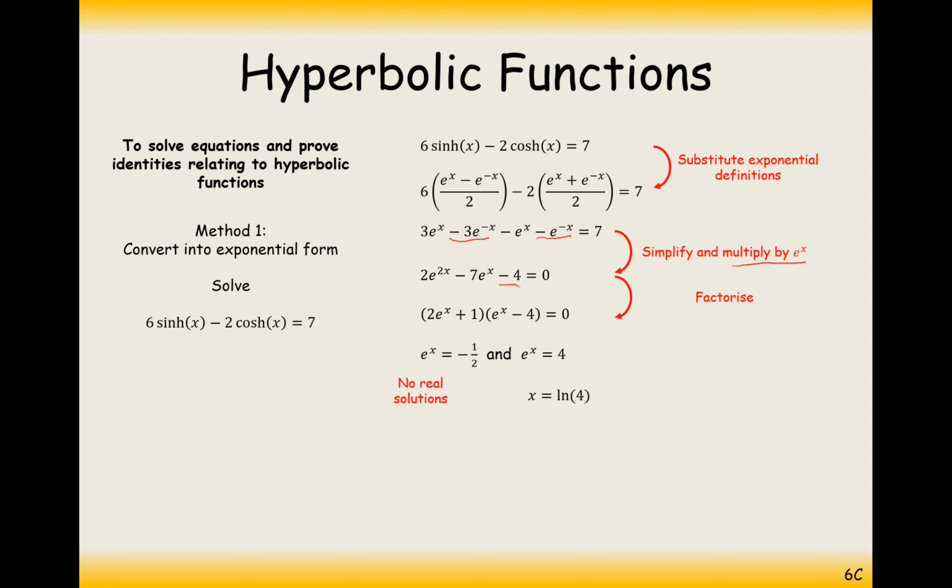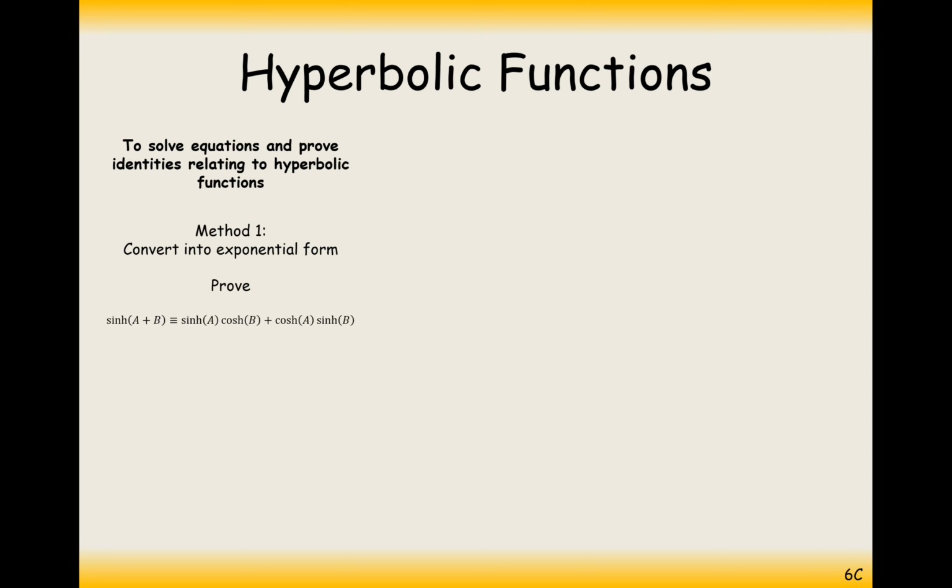So method 1 in solving hyperbolic equations is to convert it into exponential form. Now what I'm going to do next, so this is a proving identities question where I have to prove this identity here, is I'm going to convert it into exponential form. And so the right hand side is equal to this, and I'm going to turn it back into the left hand side. It's always easier to pick the more difficult side and convert it back into the easier side.